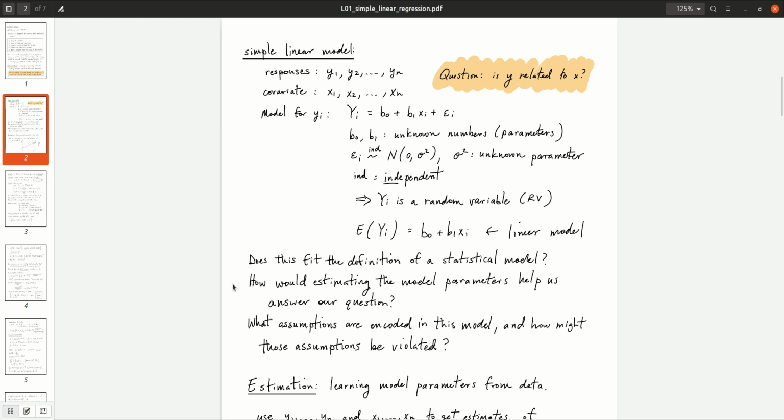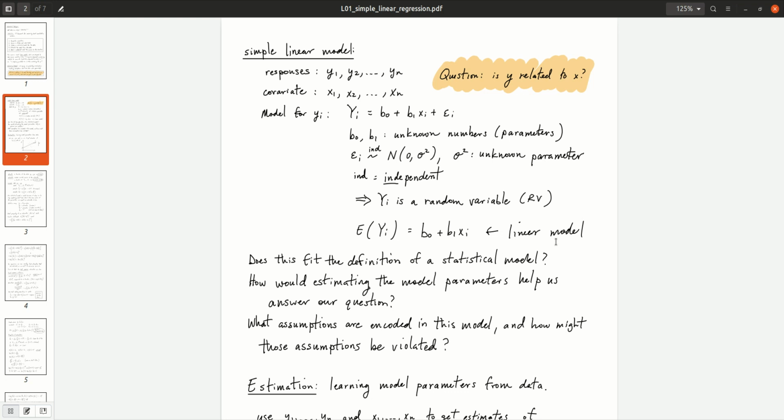How would estimating the model parameters help us answer our question? So let's look at what the question was. Is y related to x? And if we look at the expected value of yi, we see it's a linear function of x. So the expected value of y is b0 when xi is 0. That makes b0 an intercept. And the rate of change of the expected value of yi with respect to xi is b1. So b1 is a slope. That's why we call it a linear model.